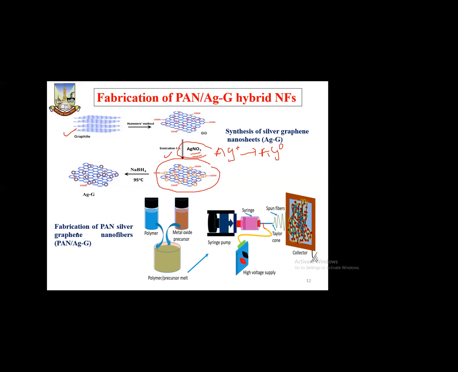After that, prepare a solution of the PAN. Prepare the solution of silver graphite nanoparticles. Mix both solutions. Transfer into the syringe. Draw the fiber. And whatever fiber is drawn, those fibers are called PAN AGG hybrid nanofibers.